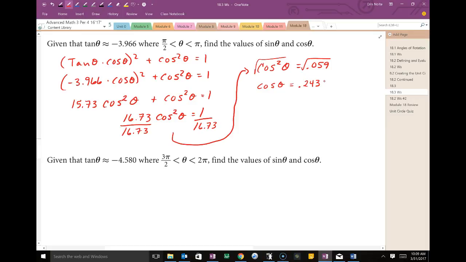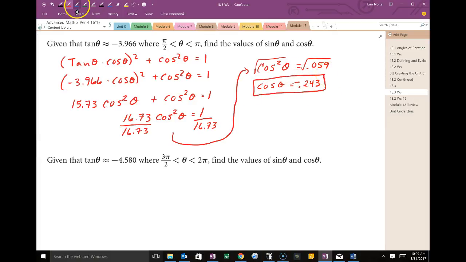Okay, so last thing we have to do is decide if that is going to be a positive or a negative value. If we're between pi over 2 and pi, which quadrant are we in? Yep, second. Okay, so if we're in the second quadrant, is that going to be a positive or a negative x? Negative. Negative, good. So we'll have a negative cosine.